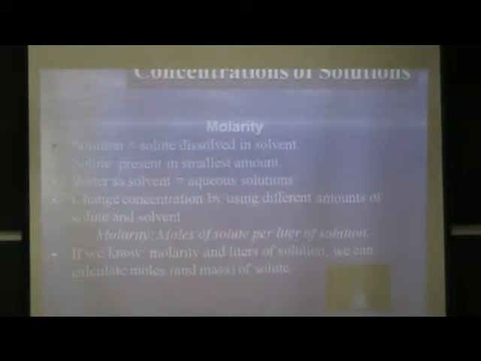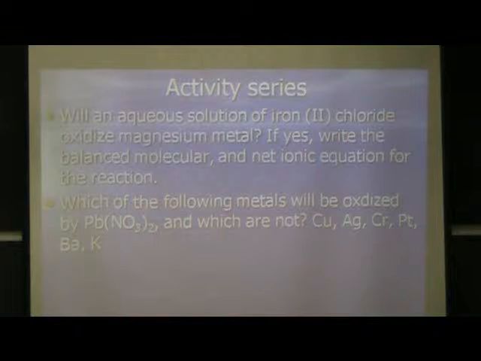So here's a question for you. Let's do this as a practice for all of us so that we can understand more. With an aqueous solution of iron(II) chloride, I want you to do this as a practice. What is the formula for iron(II) chloride? FeCl2. Okay? Iron(II) chloride is FeCl2.